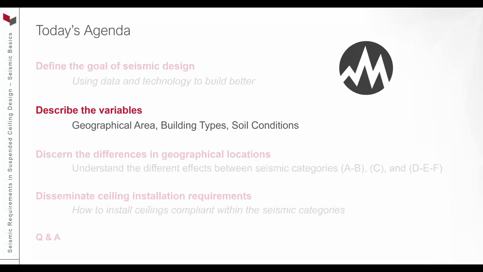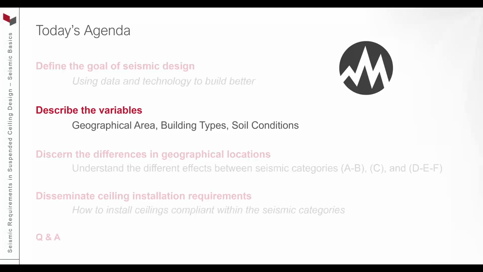And so over time, through the history and tracking the data, scientists and engineers have come together to put some variables together. Okay, how do we design against? What are the scenarios? What are the situations? What are the areas in which we need to focus on to defend against the seismic events. And so they came up with these three variables. The variables are geographical area, building types, and soil conditions.